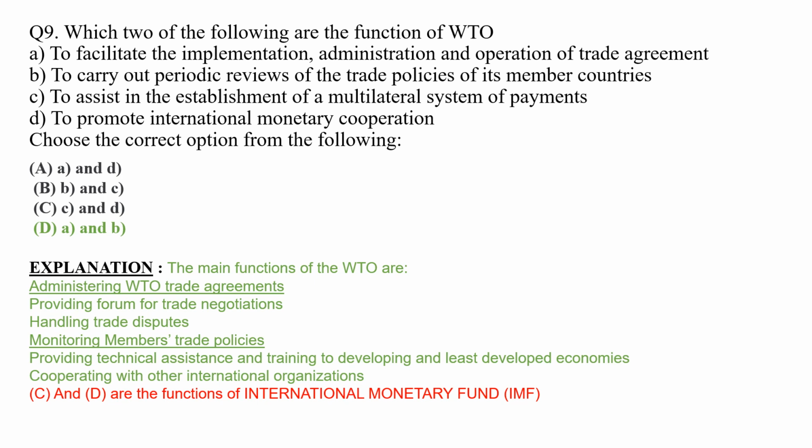So administering WTO trade agreements, that is facilitating the implementation, administration and operation of trade agreement, and monitoring members' trade policies, that is carrying out periodic reviews of trade policies. So these two are the correct options. When we see C and D options, that is assisting in the establishment of a multilateral system of payments and promoting international monetary cooperation, these two are the functions of the International Monetary Fund, that is IMF.